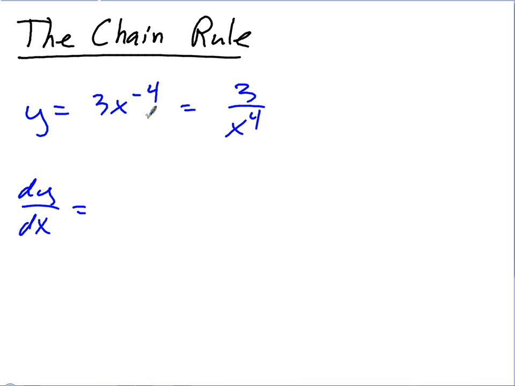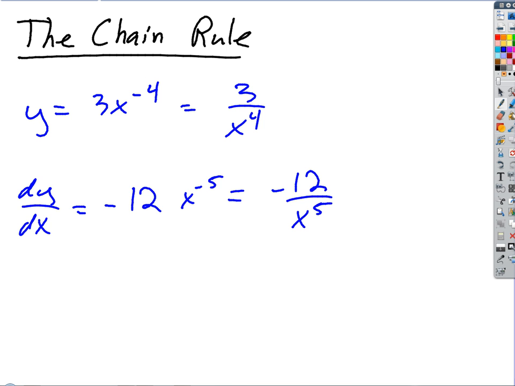I bring the exponent down, so I get a negative 12 for my x. And if I want to write it in terms of positive exponents, just negative 12 over x to the 5th. Okay, but where we're stuck.